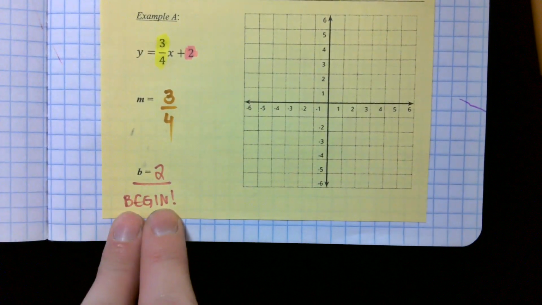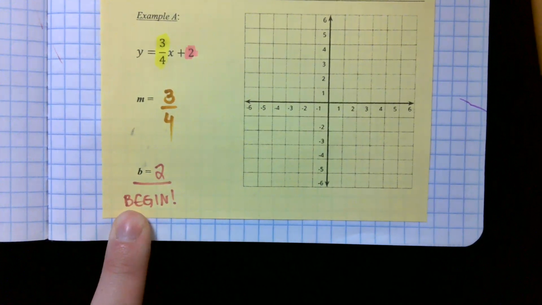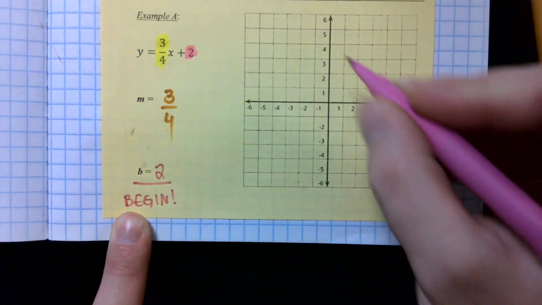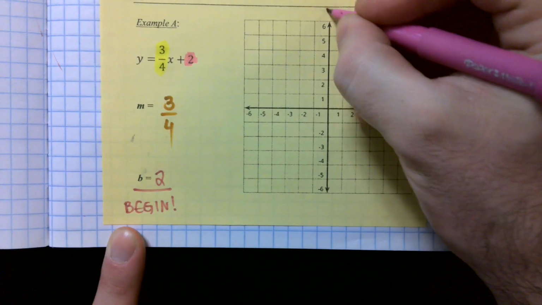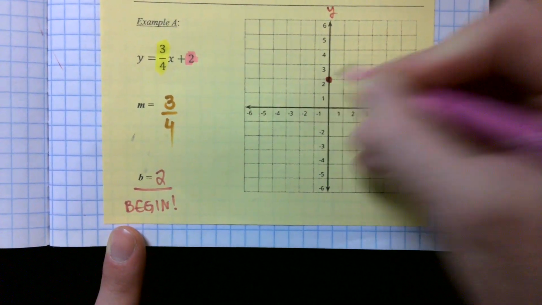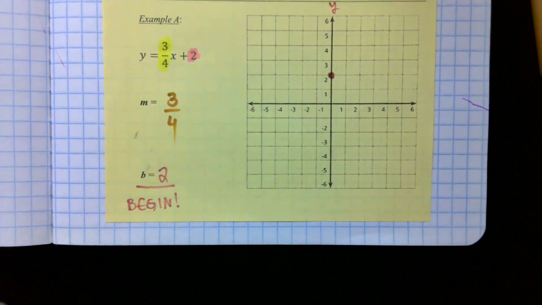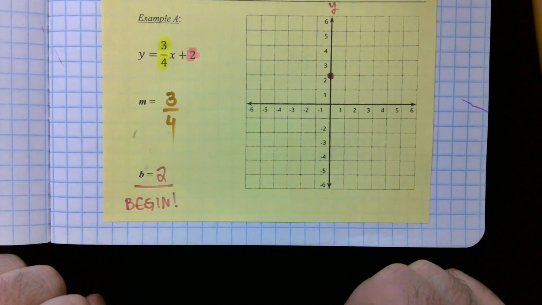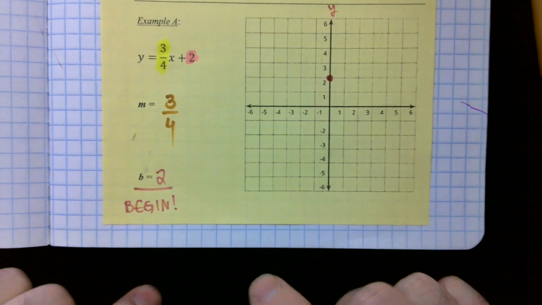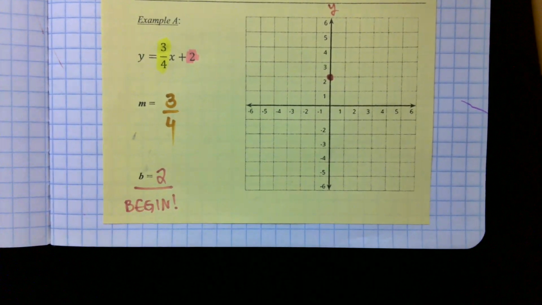So we're going to begin at 2 on the x-axis or the y-axis? Y-axis. Go ahead and make a dot at +2 on the y-axis. That's my beginning point. You remember this now? Good.